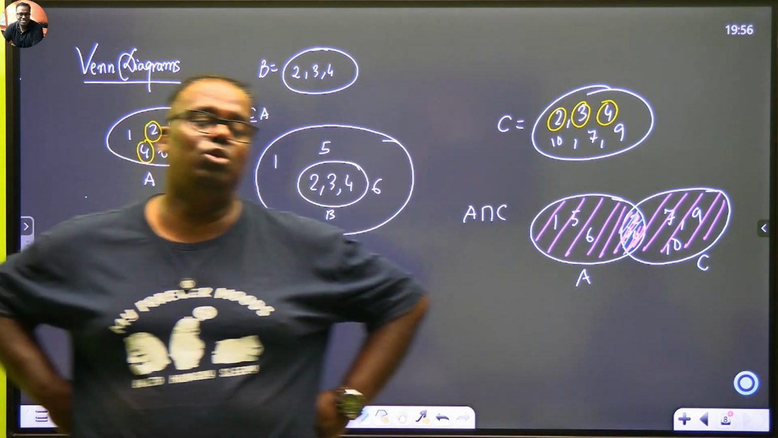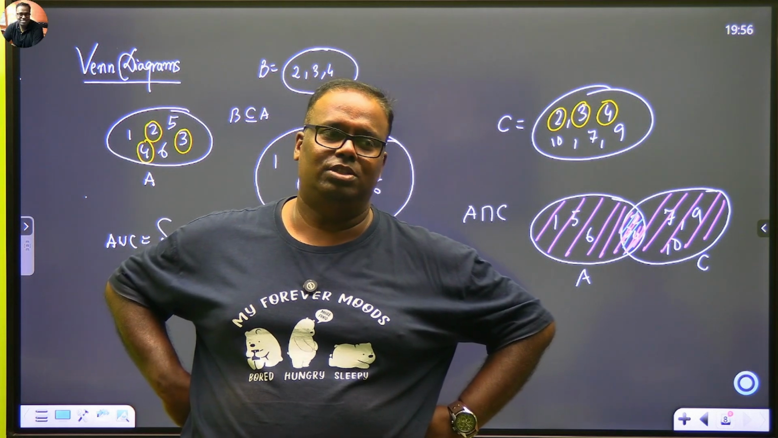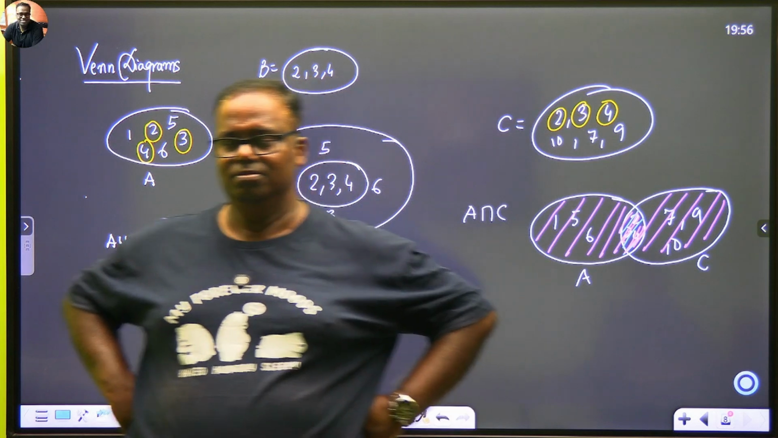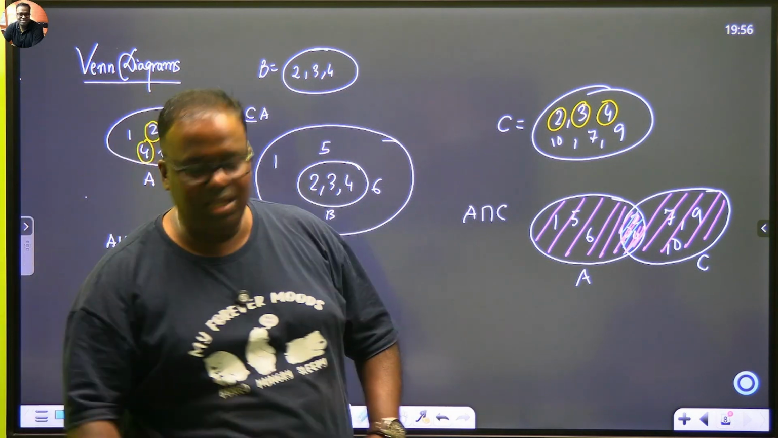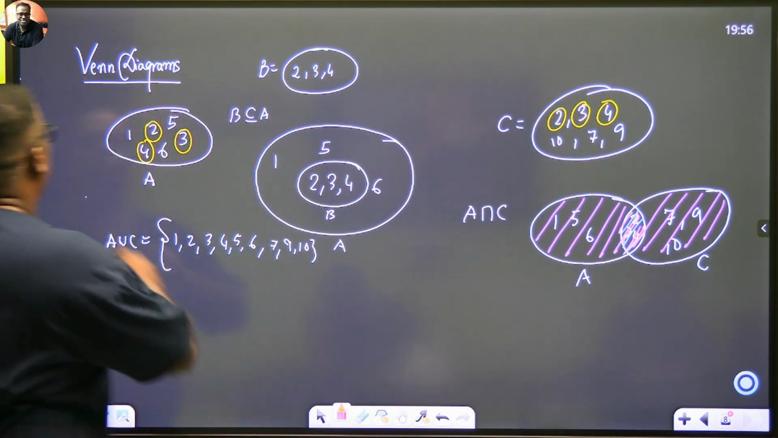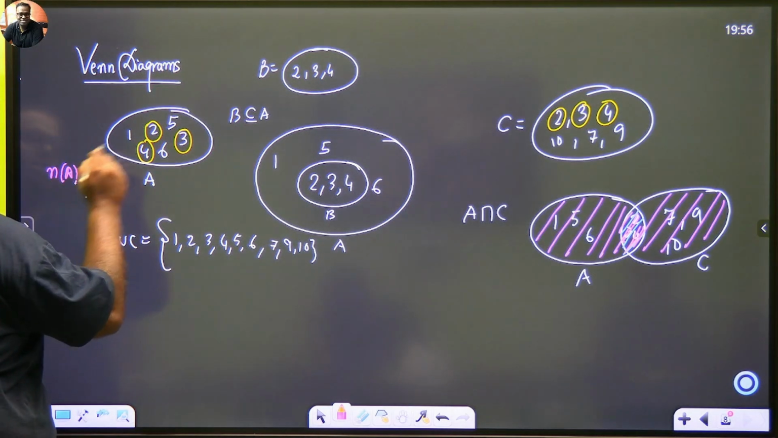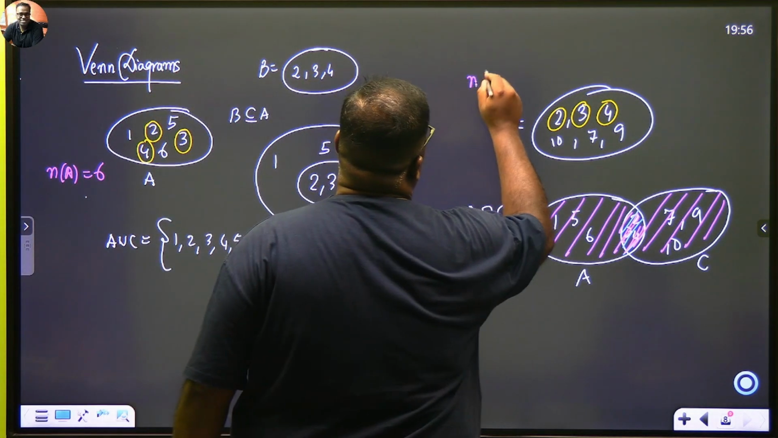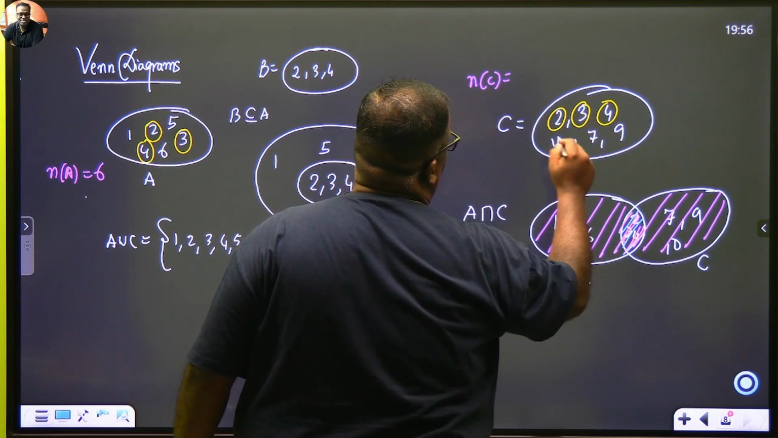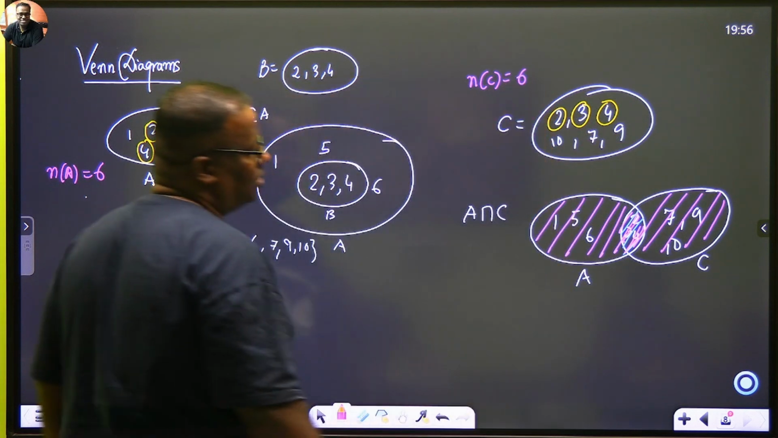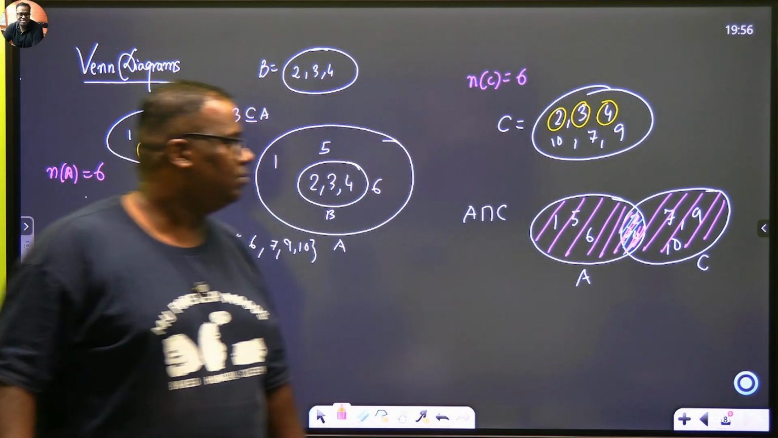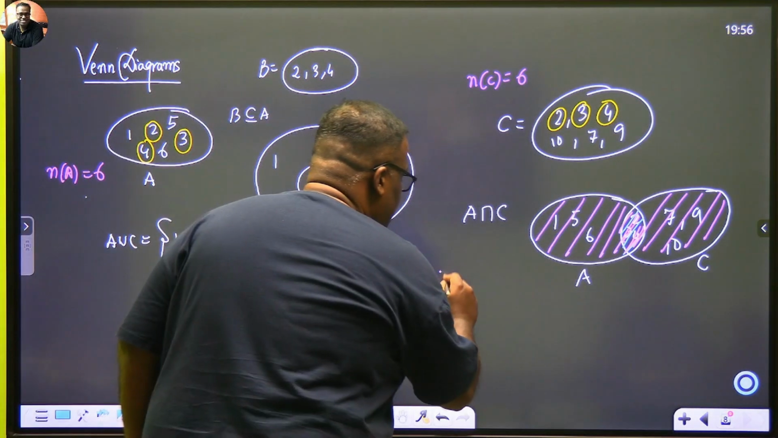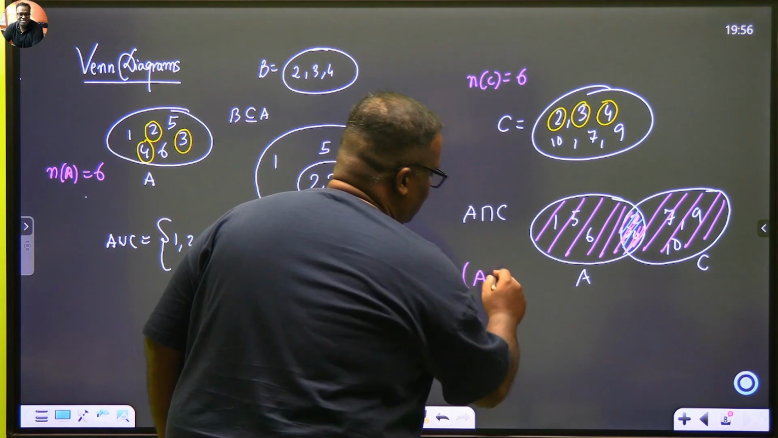So remember one more thing. Now there's a very interesting thing. I will tell you a formula, and now you will understand. How many elements were in my set A? Have a look. How many elements were in set A? 1, 2, 3, 4, 5, 6, 6 elements. How many elements were in set C? 6. Do you agree? Yeah. How many elements are in the set A intersection C?